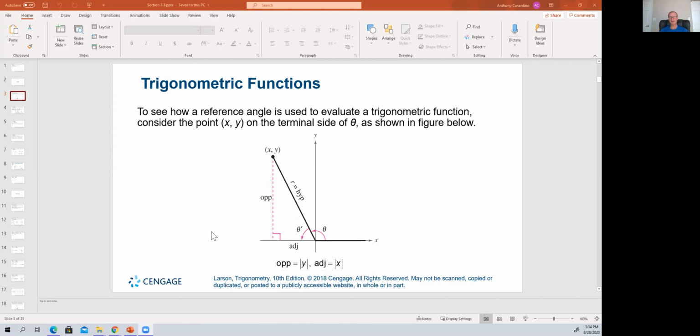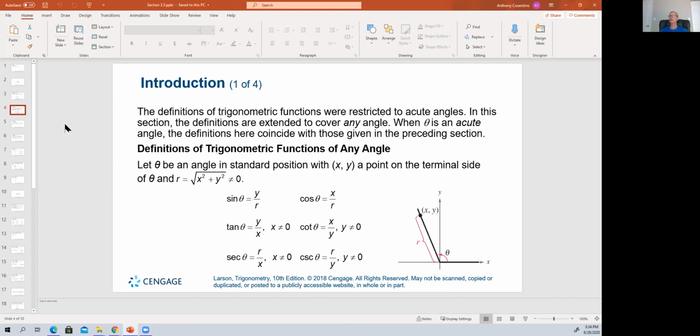And the x-axis is always going to be the adjacent, or the x value. So the y value is associated with the sine, and the x value will be associated with the cosine. And that's what we have down here with regards to opposite, absolute value of y, and adjacent, absolute value of x. So here's how we have this set up. And again, let's talk about sine, cosine, and tangent first.